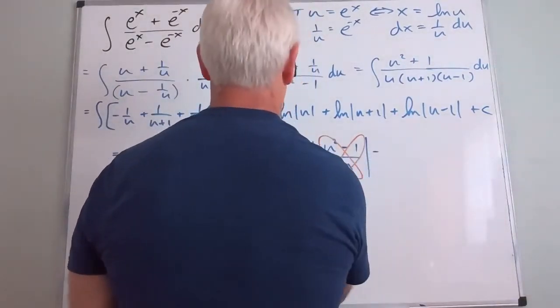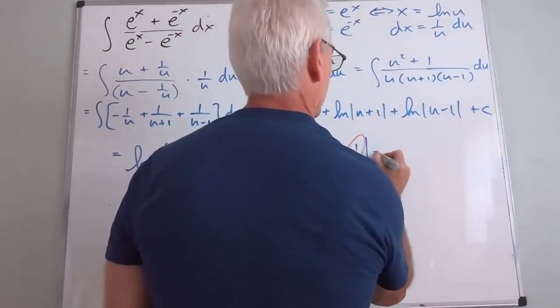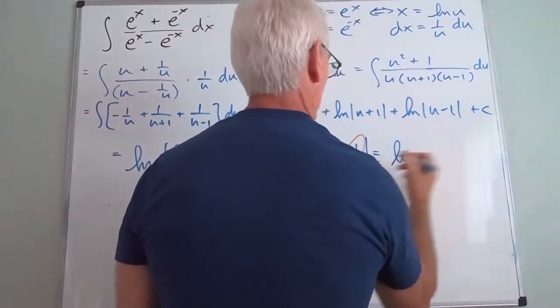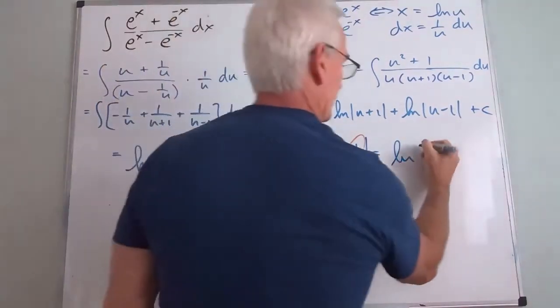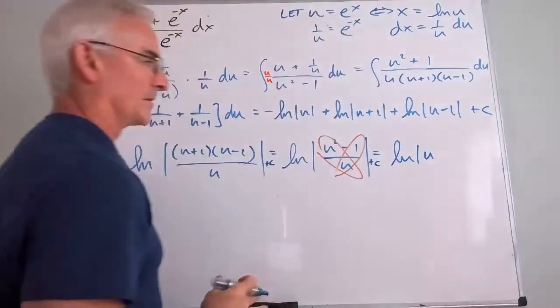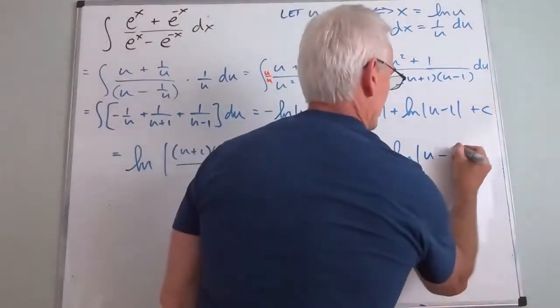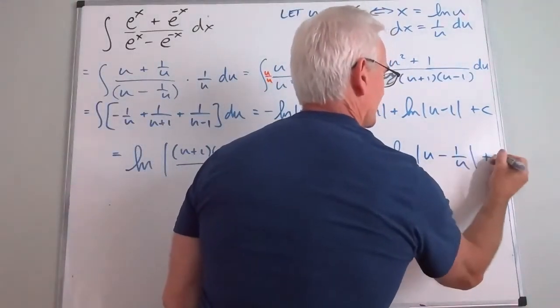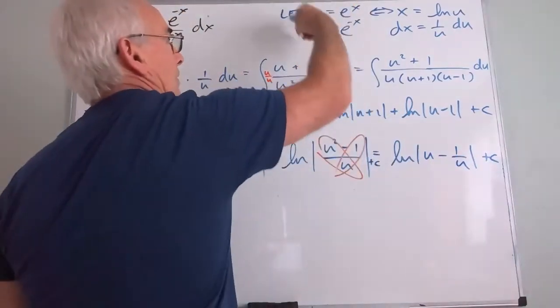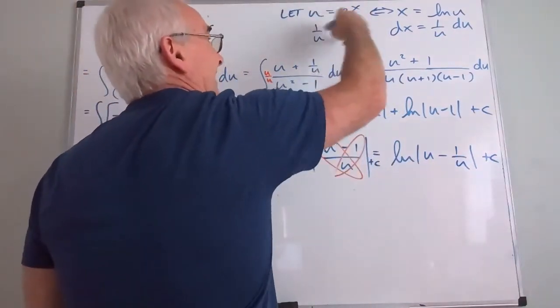There's a plus c in here. Okay, I don't want to lose that plus c. Now what have I got? Log of u squared over u minus 1 over u. Now, why would I want to do such a crazy thing? Oh, it's right there, isn't it?